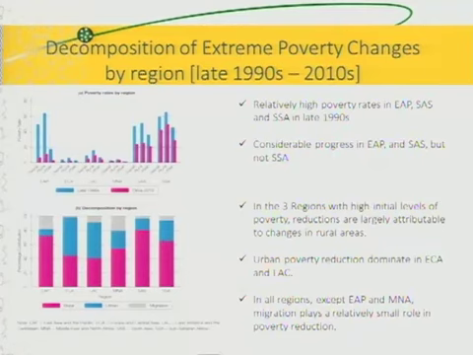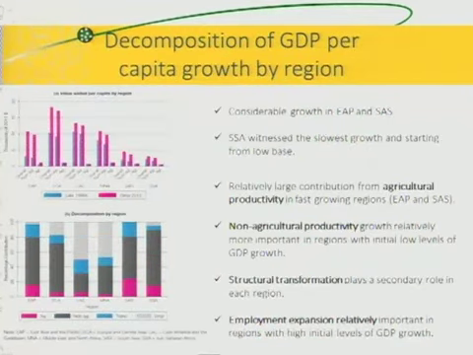In all regions except for East Asia and the Pacific and the MENA region, migration plays a relatively small role in poverty reduction. We also, before we get to the econometric analysis of the relationship between growth and poverty, actually decompose GDP per capita and try to see what sources of growth are actually at play.